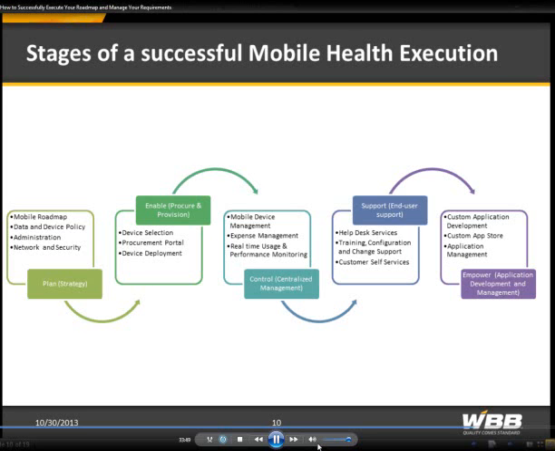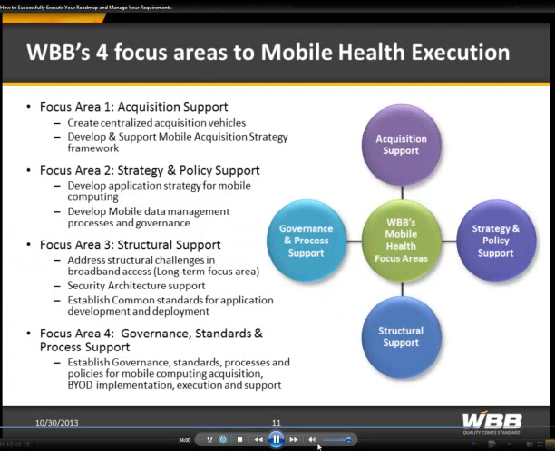Empowering application development and management, being able to do custom application development, being able to have custom app stores, like the VA mobile app store is a classic example, and being able to manage those mobile apps as I talked about. Some of the four focus areas as it pertains to mobile health execution that WBB is actively engaged in is acquisition support, trying to develop centralized acquisition vehicles for our clients and being able to develop and support the mobile acquisition strategy frameworks.